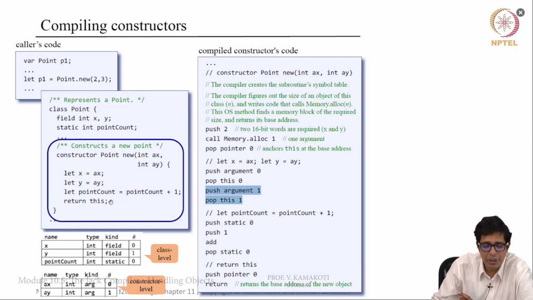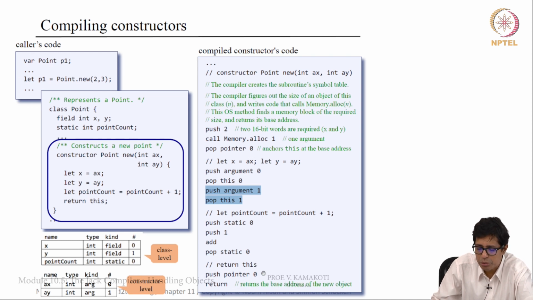Then after that we have to increment point count, right. So let point count equal point count plus 1. That is what we want to do. So push static 0. What is static 0? Static 0 has the current value of point count, and push constant 1, add. So whatever is on the top of the stack gets incremented by 1, then pop static 0. So the incremented value is stored back into point count.